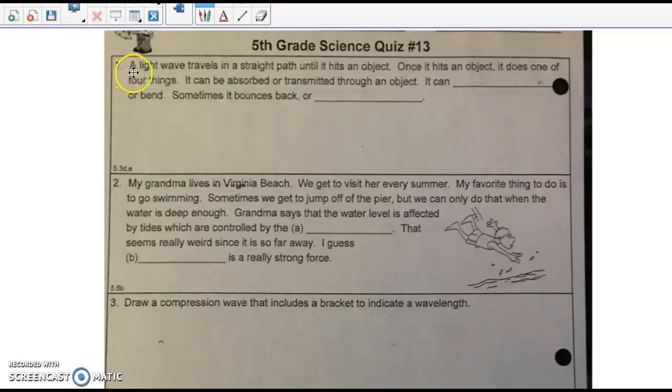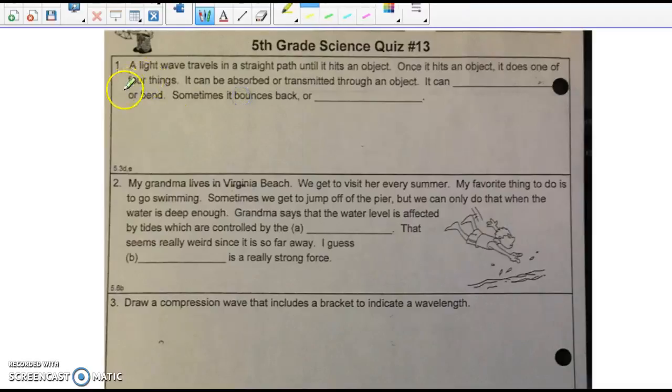Okay, so number one, a light wave travels in a straight path until it hits an object. Once it hits an object, it does one of four things. It can be absorbed, that's the first thing that can happen, or transmitted, that's the second thing, which means it goes through an object, or it can bend. So you've got to figure out which word means the light bends. Sometimes it bounces back.